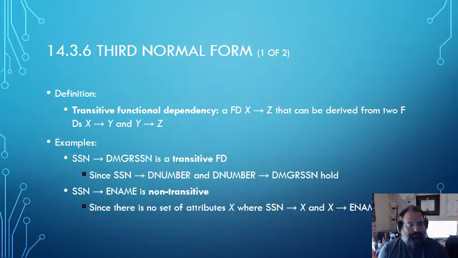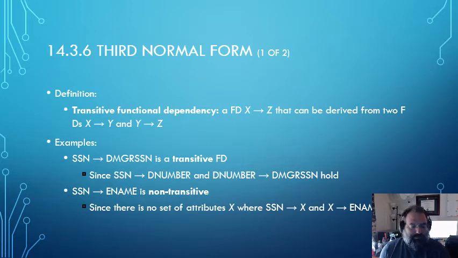Third normal form. The definition is a transitive functional dependency. A functional dependency X implies Z can be derived into two functional dependencies, X implies Y and Y implies Z. An example is SSN implies DMGRSSN, which is a transitive functional dependency since SSN implies DNUMBER and DNUMBER implies DMGRSSN holds.